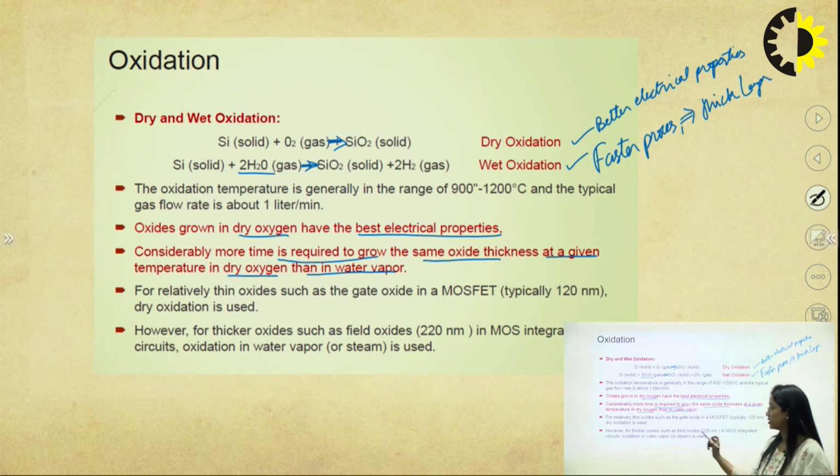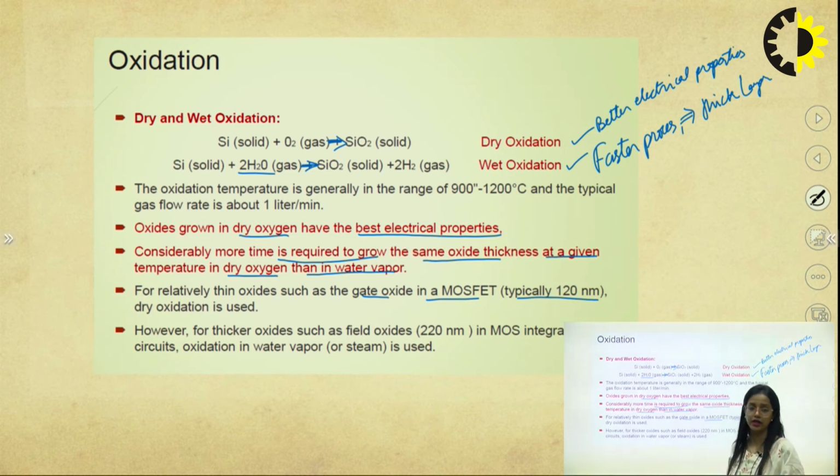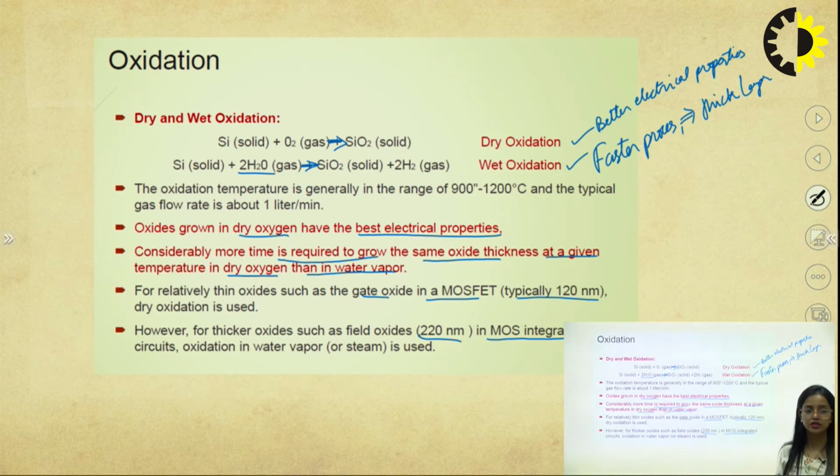For relatively thin oxides such as gate oxide in MOSFETs, typically 120 nanometer, dry oxidation is used. However, 120 nanometer, when we talk about dry oxidation and compare it with wet oxidation, is quite less only. However, for thicker oxides such as field oxides, the corner ones, 220 nanometer in MOS integrated circuits like in MOSFETs also, oxidation in water vapor steam is used.